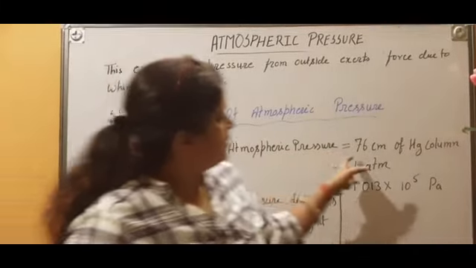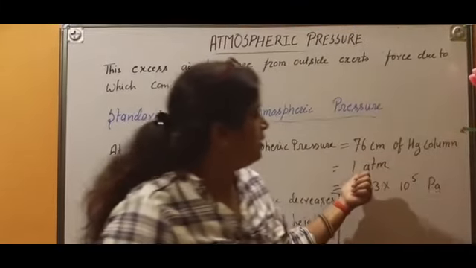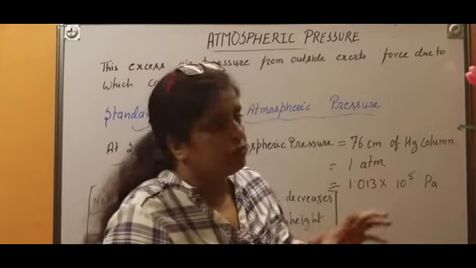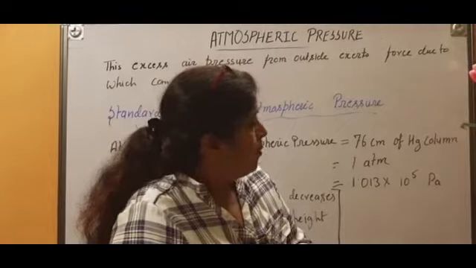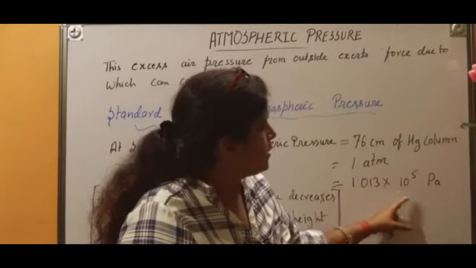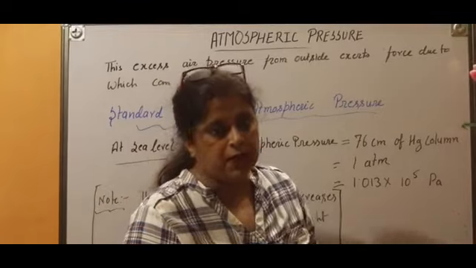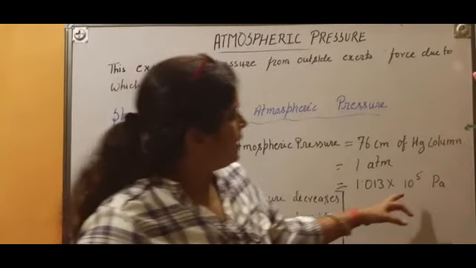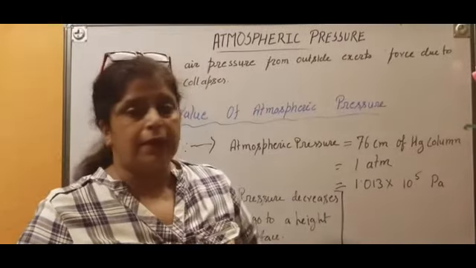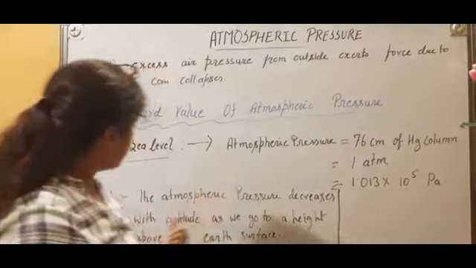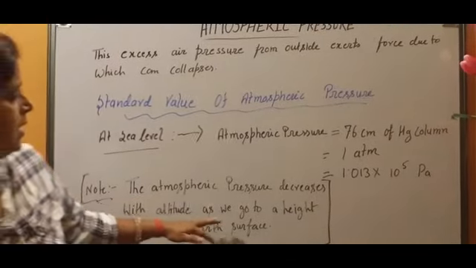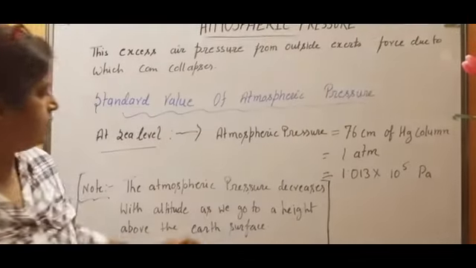Okay, and this is equal to what? We consider it as 1 atm. Atm is atmospheric pressure, and if you want to understand it in the form of Pascal, then 1 atm is equal to 1.013 × 10^5 Pascal. In general, we use directly 10^5 Pascal to get the approximate value. Okay, so you may note down this one also as a note. The atmospheric pressure decreases with altitude as we go to a height above the earth's surface. Why?